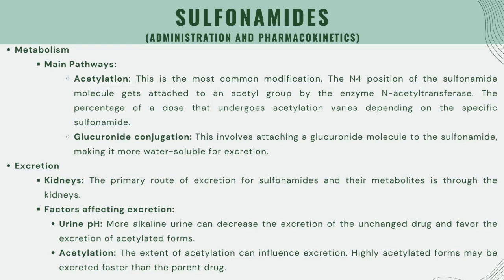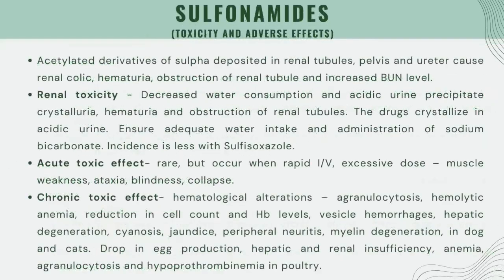More alkaline urine can decrease the excretion of the unchanged drug and favor the excretion of acetylated forms. Acetylation. The extent of acetylation can influence excretion. Highly acetylated forms may be excreted faster than the parent drug.